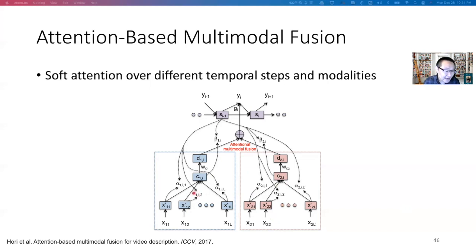Then with the attention weights, we can aggregate the features for each individual modality and get the C1 and C2 context vectors. Then we can use the hidden state as attention condition to compute the two weights for the two different modalities. Then we can combine the information from the two different modalities with the weights to get the attended final temporal and modality context for the word prediction.